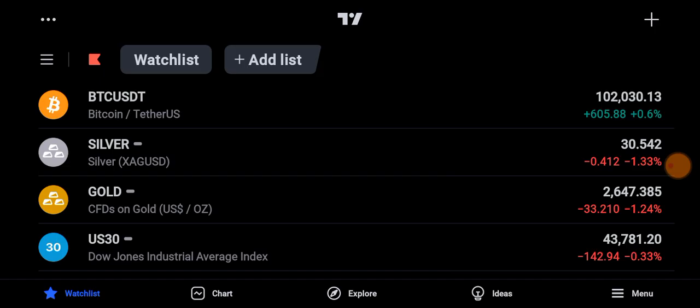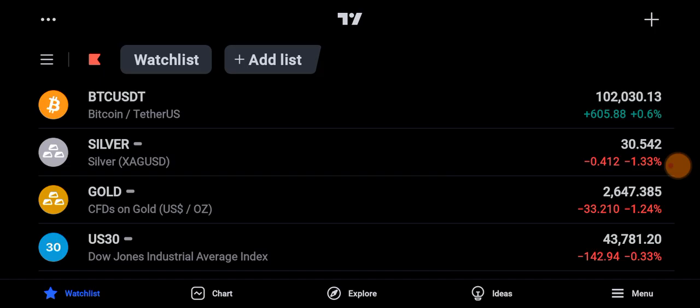You search TradingView on your app store or your Google Play Store, and then you get this. When you open TradingView, the first thing that you are going to see is your watch list. Now, what is the watch list? The watch list is where you have your favorite pairs.